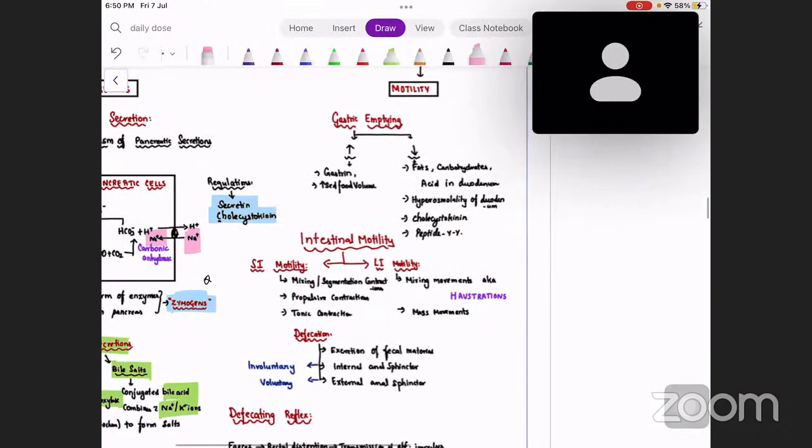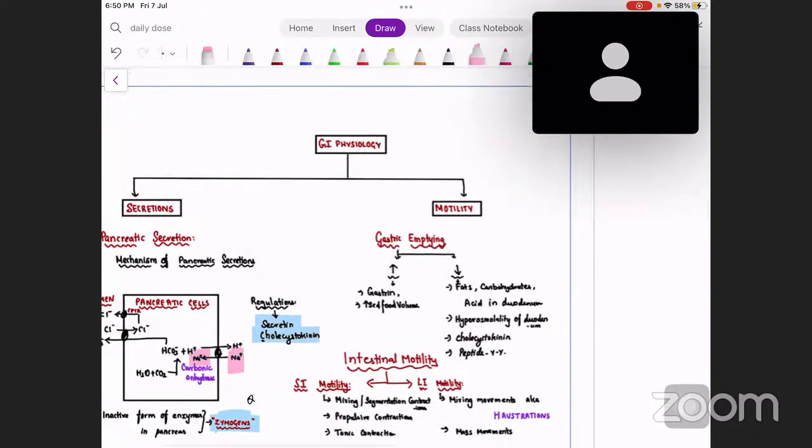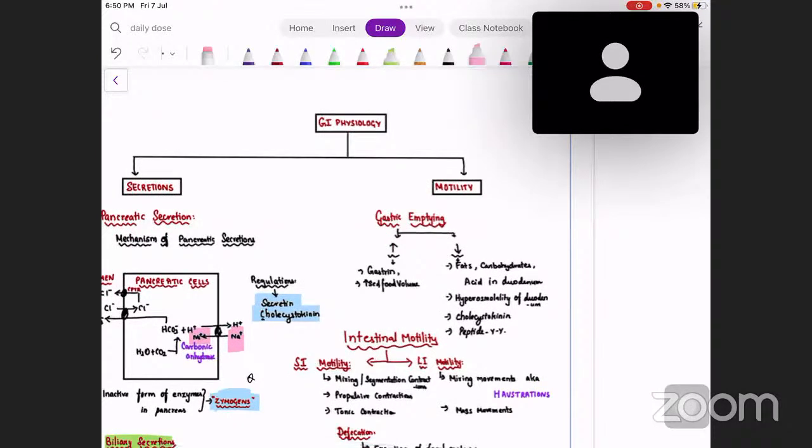So first thing we are going to talk about is gastric motility. Gastric emptying is stimulated, or increased, by gastrin and food volume, and decreased by fat, carbohydrates, or acid in the duodenum, hyperosmolarity of the duodenum, cholecystokinin, and peptide YY. Peptide YY can decrease your gastric emptying.